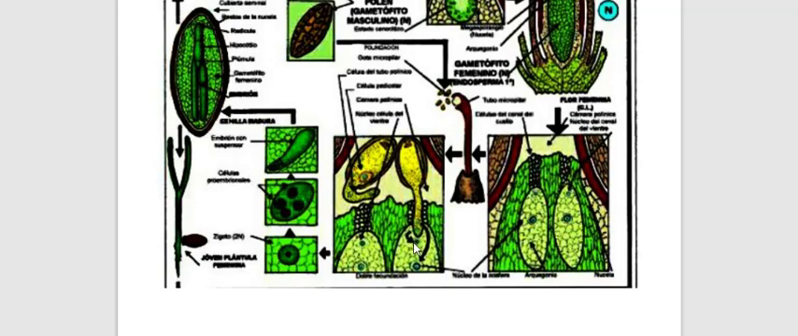nucleus. Where the male nucleus unites with the egg nucleus, the diploid cell is formed, which is now known as the zygote, and from here the gametophyte stage is ended and the sporophyte stage is started.